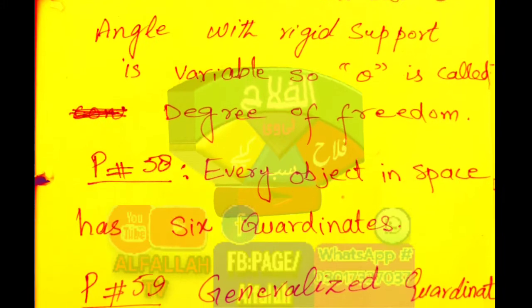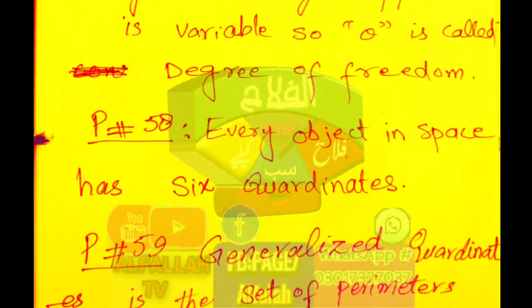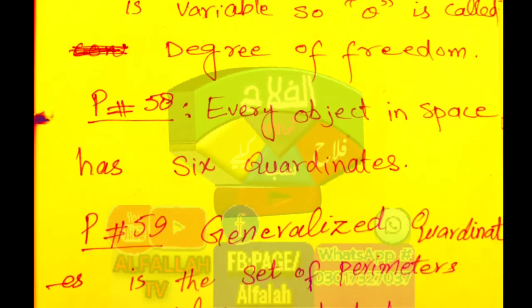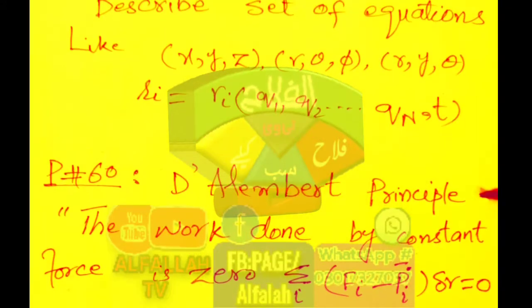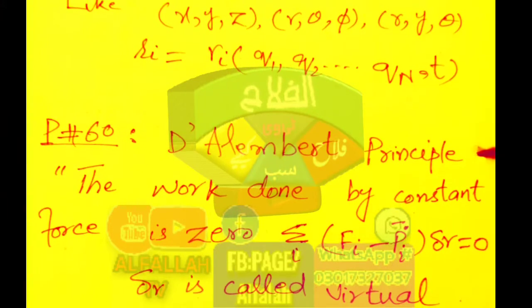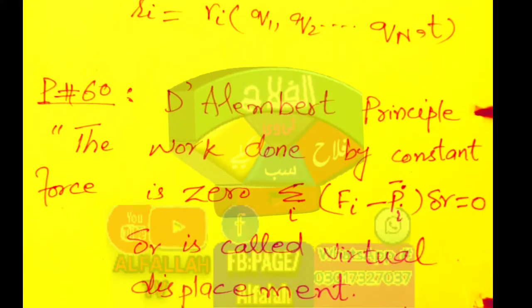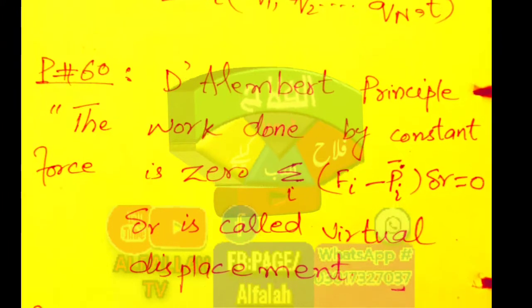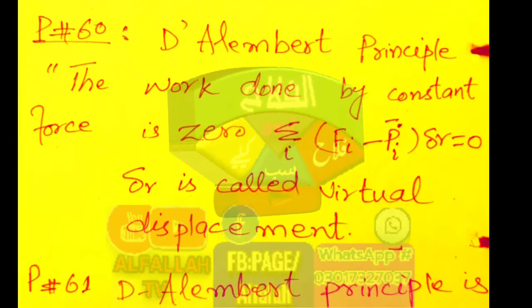Point number 58 is that every object in space has 6 coordinates. Point number 59. Generalized coordinates are the set of parameters or variables needed to describe a set of equations like x, y, z, r theta phi, where r_i is equal to r_i of q1, q2, and so on up to qn, t. Point number 60, D'Alembert principle.